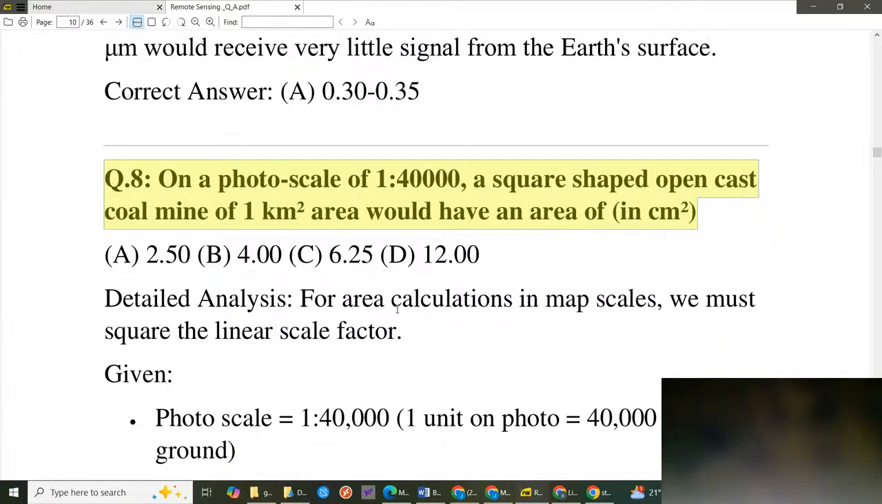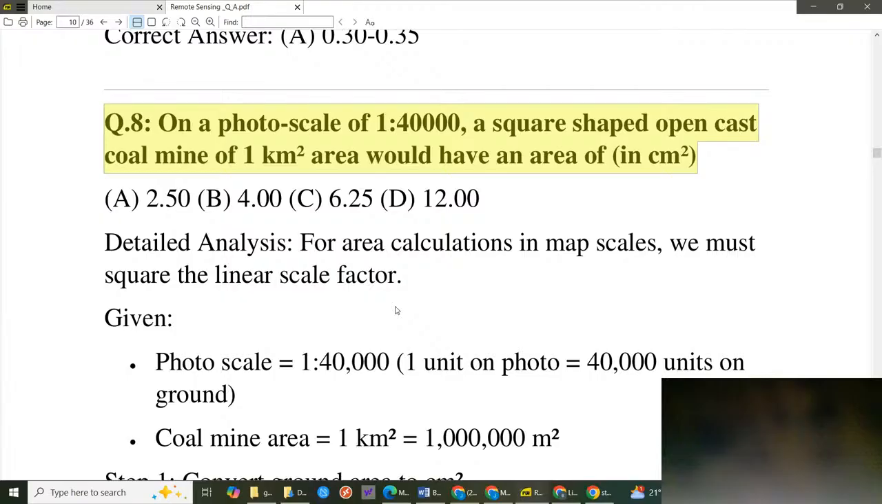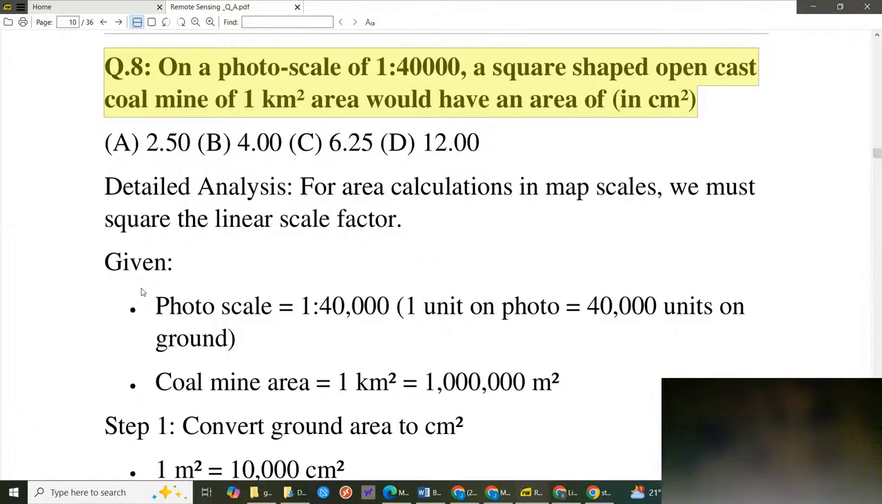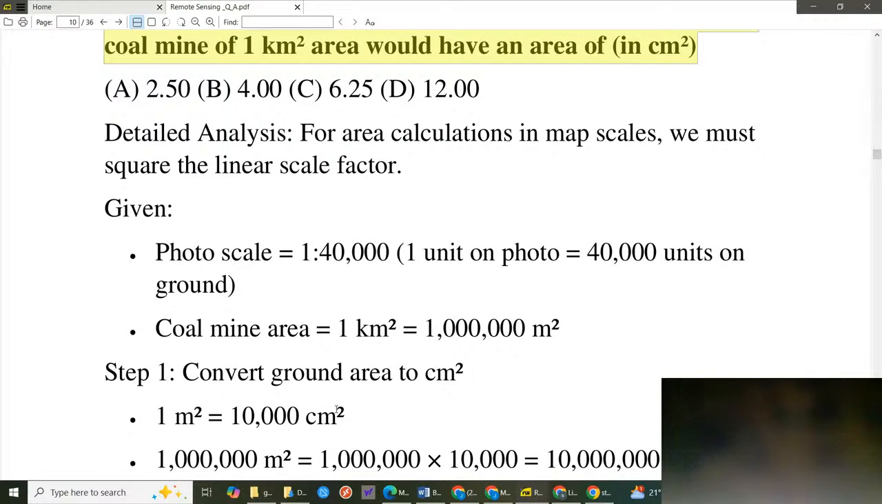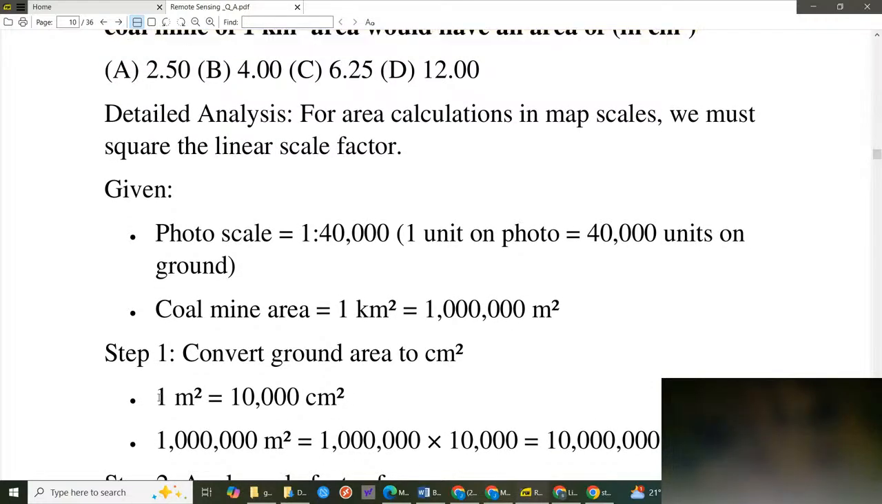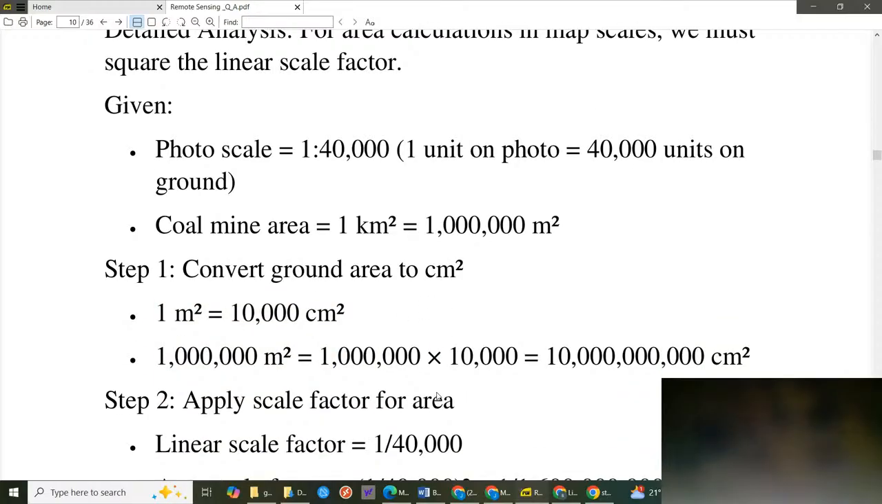So first we will see the detail analysis. For area calculation in map scales, we must square the linear scale factor. Given here, the photo scale is 1 is to 40,000, so 1 unit on the photo is equal to 40,000 units on the ground. That's the meaning. The coal mine area is 1 square kilometer. Convert ground area to centimeter square. 1 meter square is equal to 10,000 centimeter square.